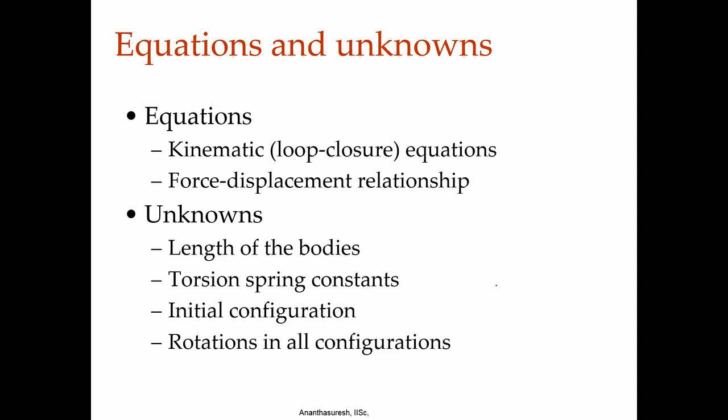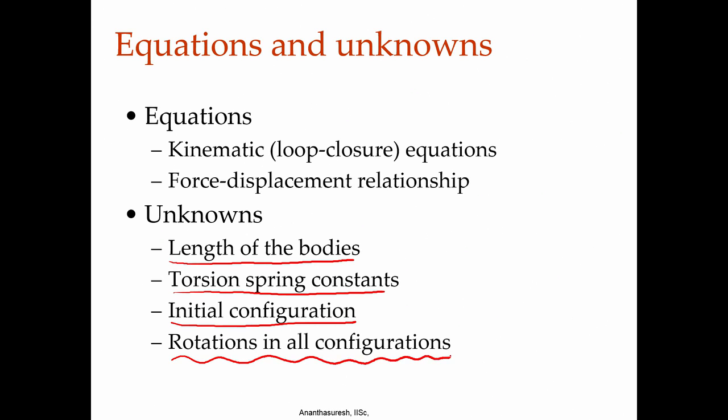In the case of synthesis, we have to determine, for example, the length of the bodies and torsion spring constants, initial configuration, because that is also an unknown, and then rotations in all configurations. Normally in analysis, given the first 3, you can find rotations in all configurations. That is what we discussed in analysis. In the case of synthesis, the first 3 are also unknowns, and as we will see, some of the rotations in all configurations will also be unknowns. Once we know what the unknowns are, they become our variables or parameters in our synthesis problem.